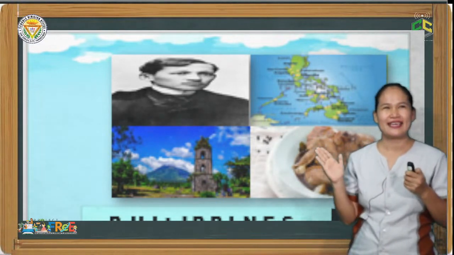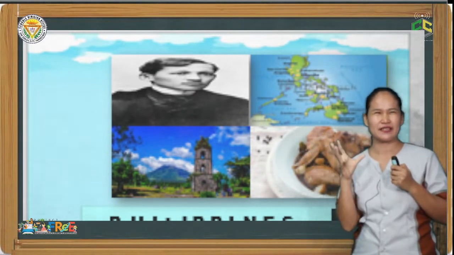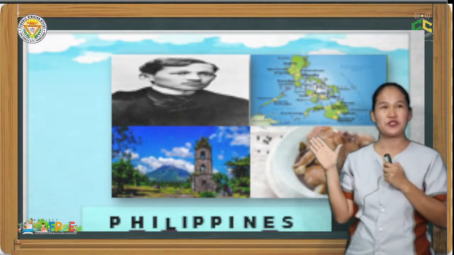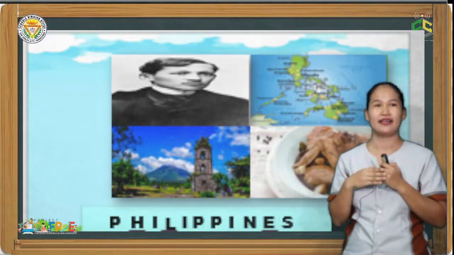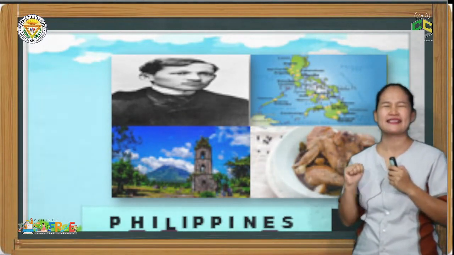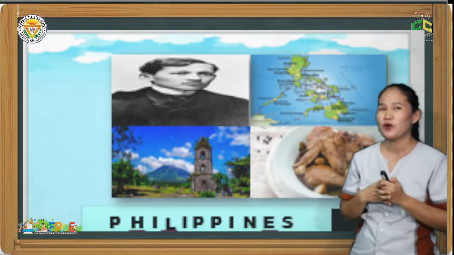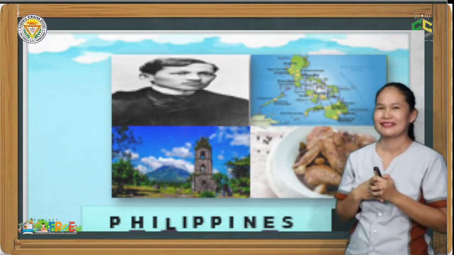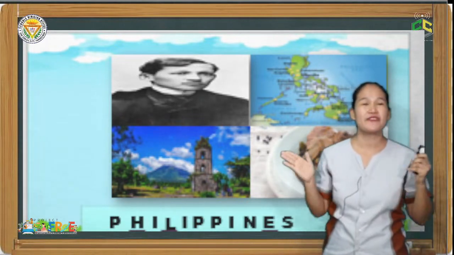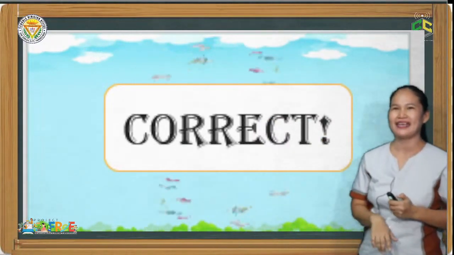As you can see in the picture, we have here Dr. Jose Rizal. Yes, our national hero. The map, the beautiful spot, one of the beautiful spots here in our country. And then the other clue picture is, yes, this so yummy adobo, chicken adobo. So, what is the answer? Correct. The pictures imply something about the Philippines. Very good. You've got the correct answer.